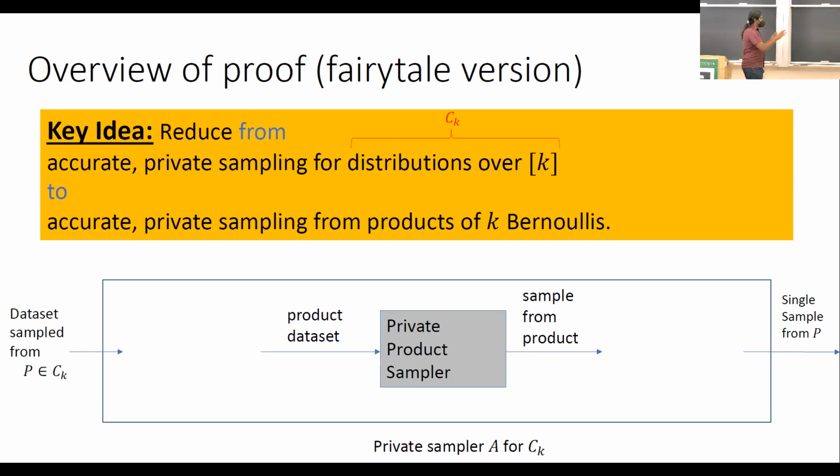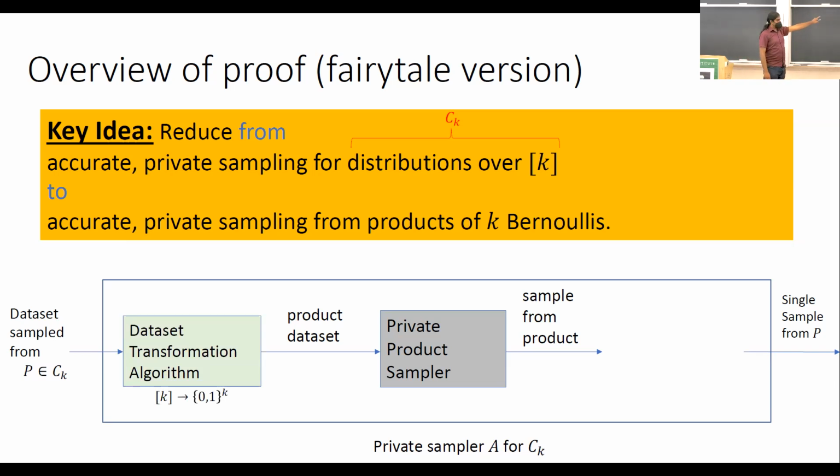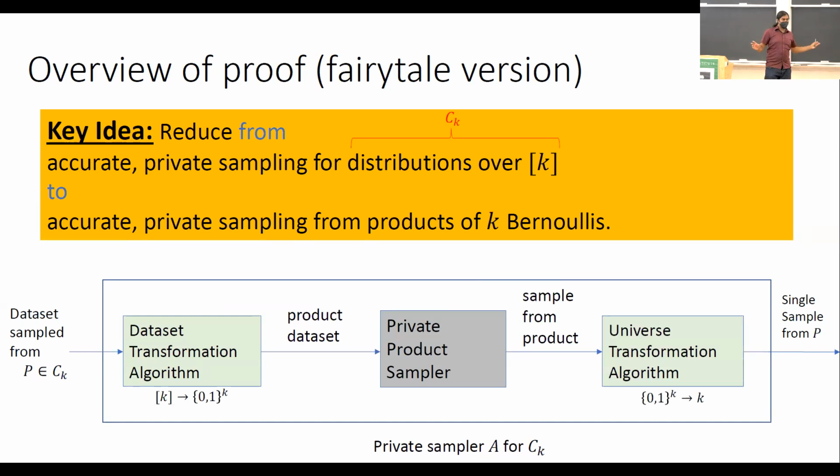To get this reduction to work, we need to do some type of language translation because the data universes we're using are very different. The sampler for C sub k takes distributions with a universe of k elements, whereas the product sampler works with data universes which are like d binary attributes. So some type of language transformation needs to happen. That's essentially what we do in our reduction. We have a dataset transformation algorithm that takes this dataset sampled from P and converts it to a product dataset. Now we can apply our private product sampler, get a sample, and then translate back. So both are translations.